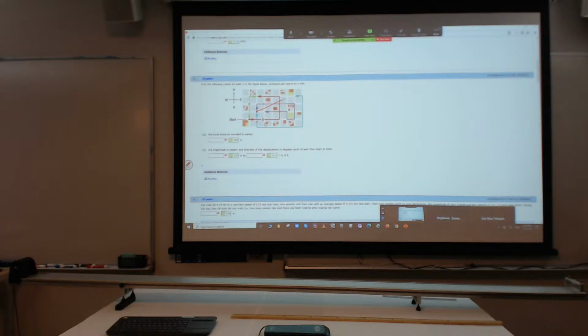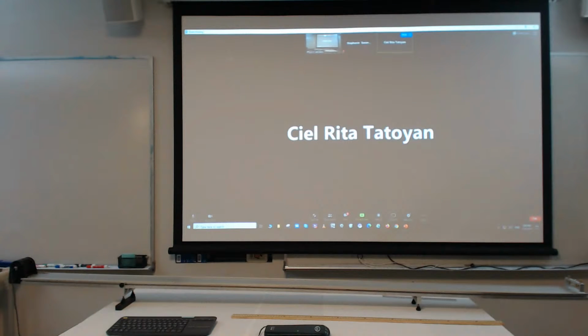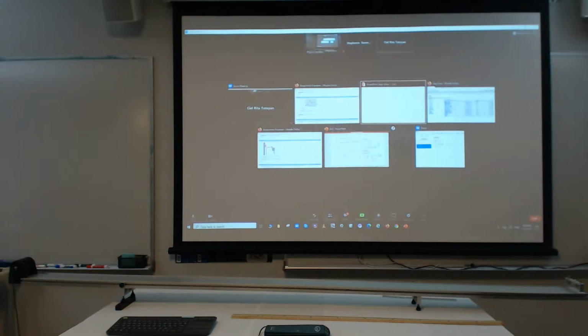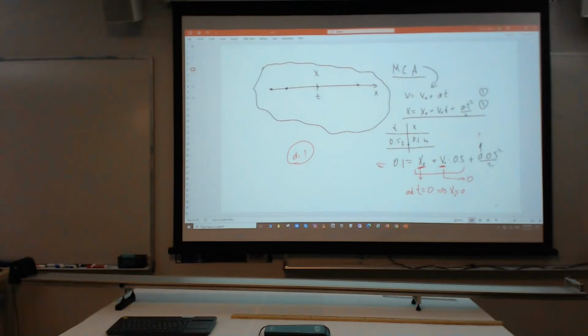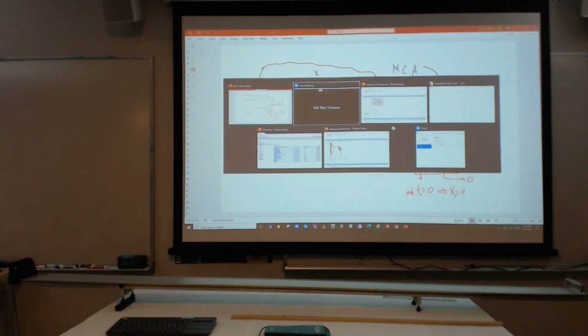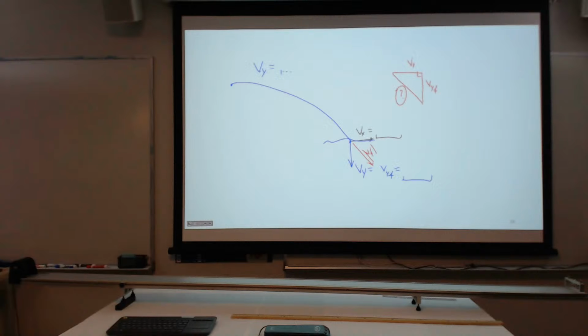Your displacement will look like this, right? Can you see the screen? I don't see anything that you've drawn, no. I'm not sure why though. How about now? Can you see now? I see the classroom and the board, yes.